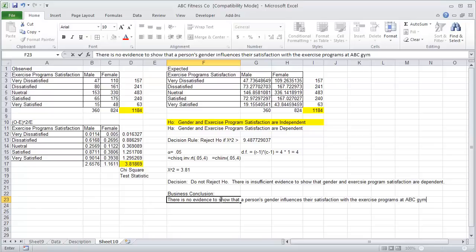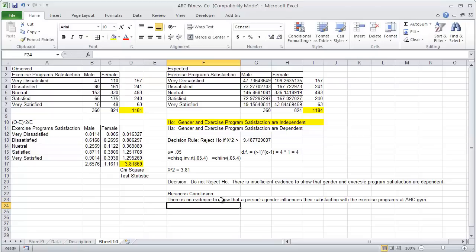At ABC Gym. So if you're coordinating the program, I would think that I would probably add something to that, something along the lines of, therefore we must be offering enough of a variety so that men and women are both satisfied with the programs that we offer. So that's one example of doing the contingency analysis using pivot tables.